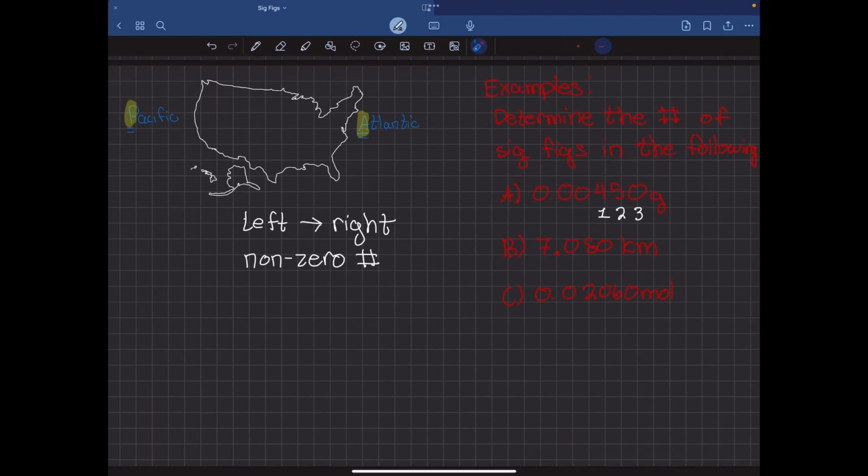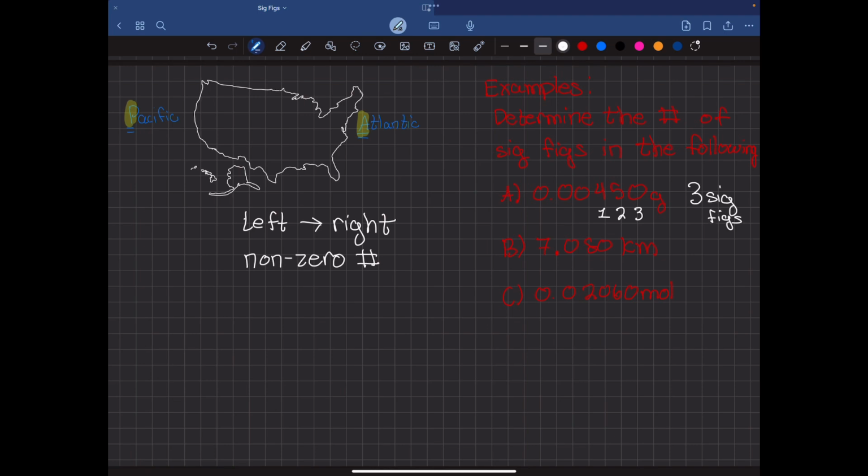Now, I have to clarify: this 0 counts as a sig fig because it follows these other sig figs and there is a decimal present. Trust me, the more examples we do, the more confident you'll feel. So, in this case, we can say that there are a total of 3 sig figs.